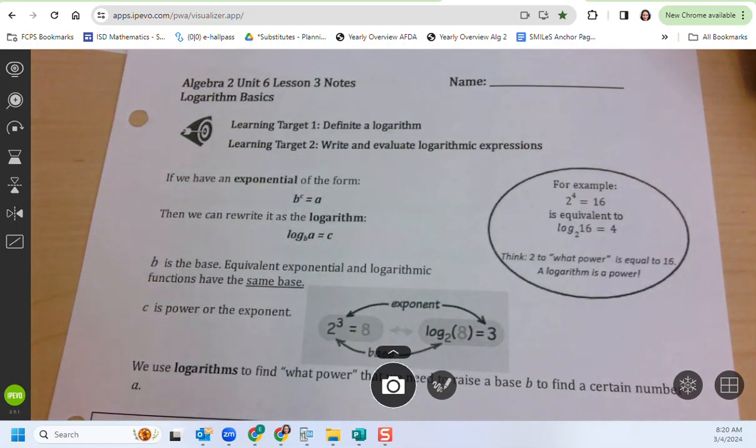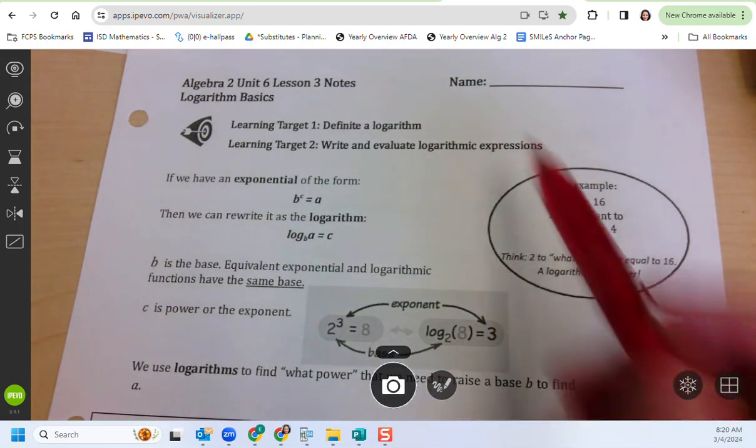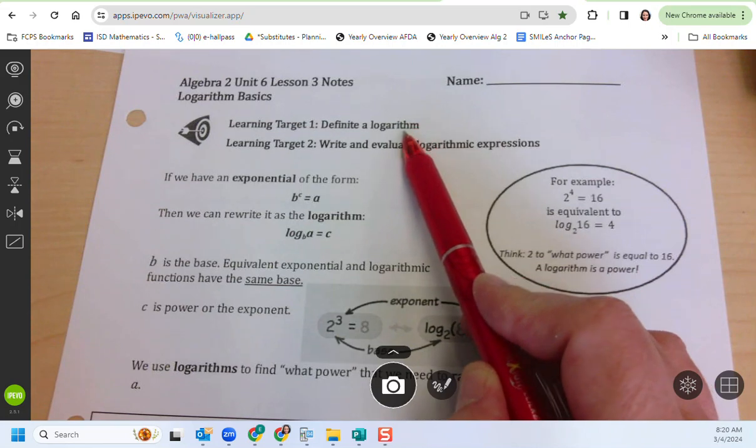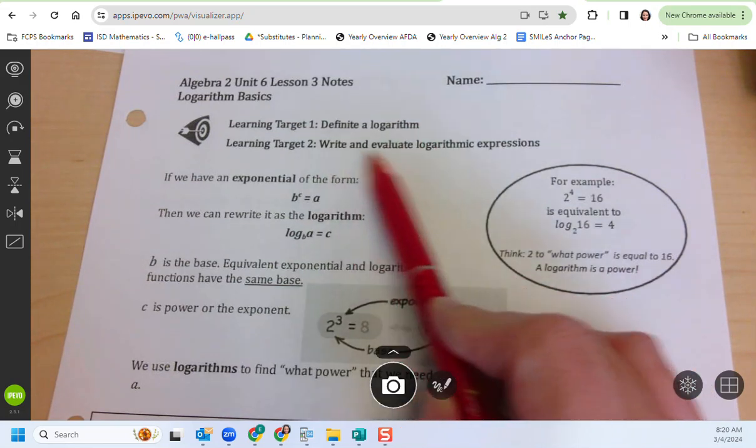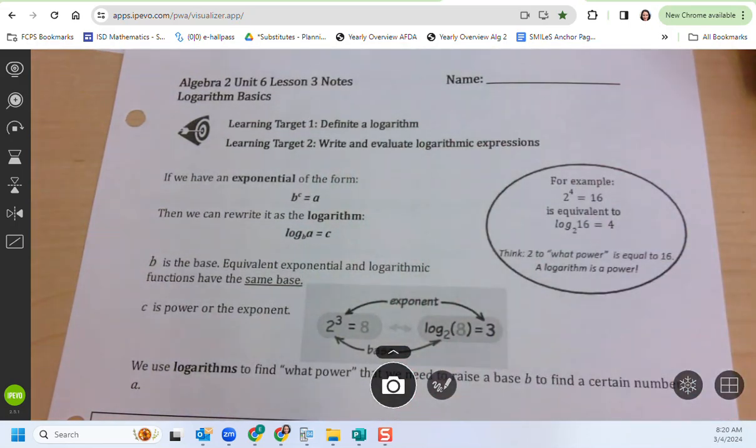All right, folks, so let's take a look at our notes for today. Does everybody have notes for today in front of you? Yeah. Great.